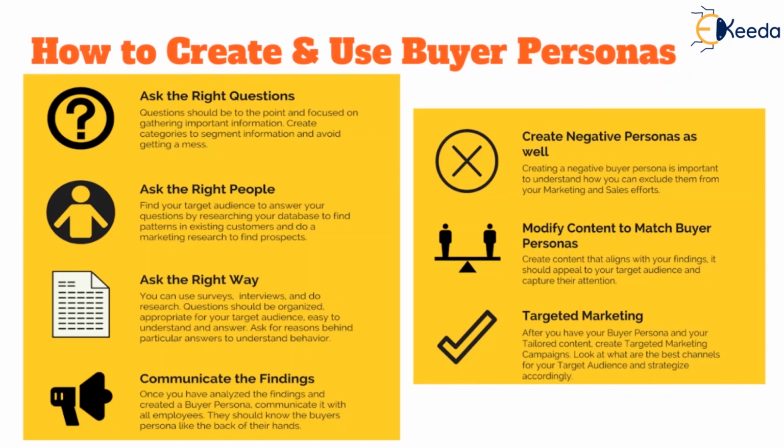Also, you should create negative personas, which are people who are not interested in what you are trying to say. They are not interested in your marketing and sales efforts, and therefore they should be completely ignored and excluded from your marketing and sales efforts. Which means that you should be able to identify if you are creating content even accidentally for these people. You should stop doing it and you should refine your content to better target your actual target customers.